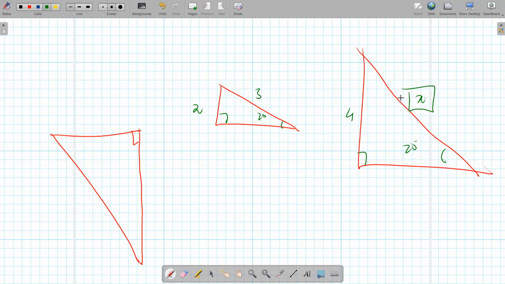6. How did you do that? Because the scale factor is 2. Correct. Oh, there you go. Correct. That's absolutely right.